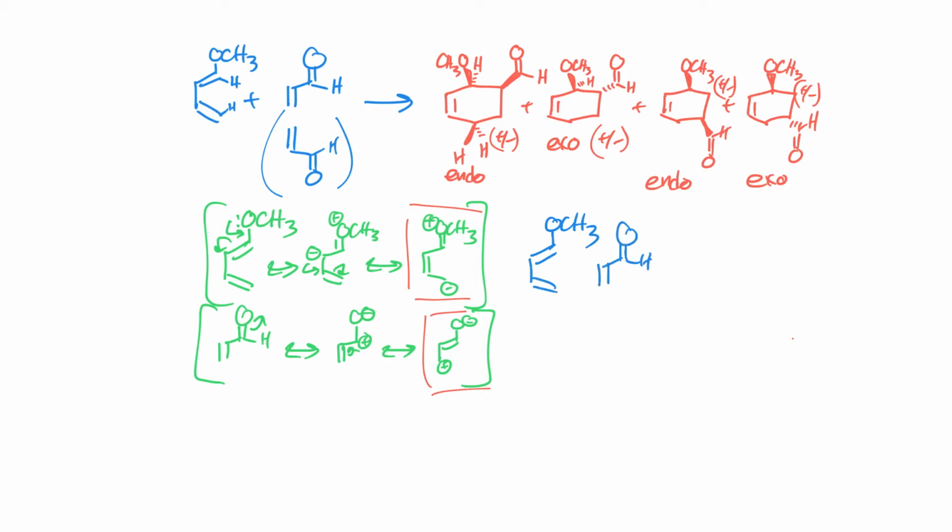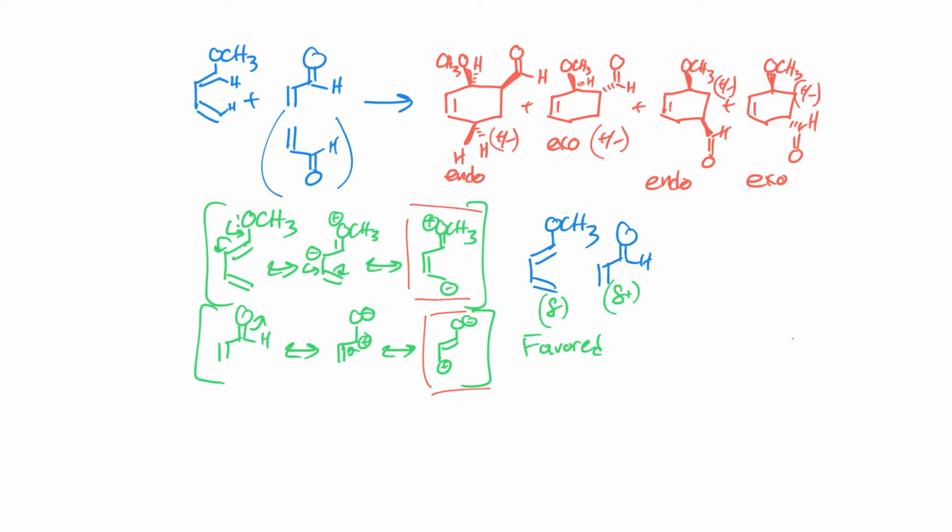And of course, when we combine all the resonance structures together, we observe that there's a delta minus at that bottom carbon and a delta plus at this bottom carbon. And so this will be the favored lineup for producing the desired product.